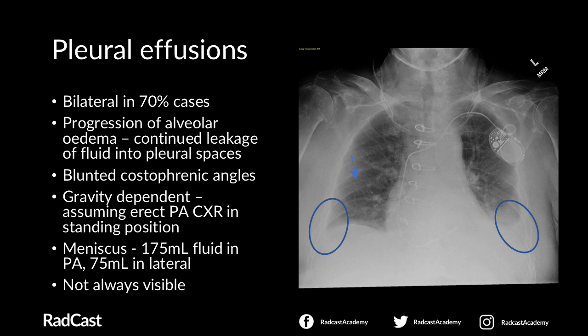Pleural effusions arising from heart failure are on the whole bilateral in presentation, but sometimes they can be present without visualising them on a standard PA or AP chest X-ray. You need at least 175 millilitres of pleural fluid in a PA X-ray for an effusion with a clear meniscus to be visible, and interestingly, in a lateral X-ray, you only need 75 millilitres to visualise a meniscus with an effusion.